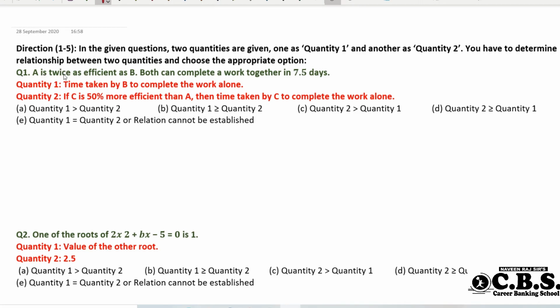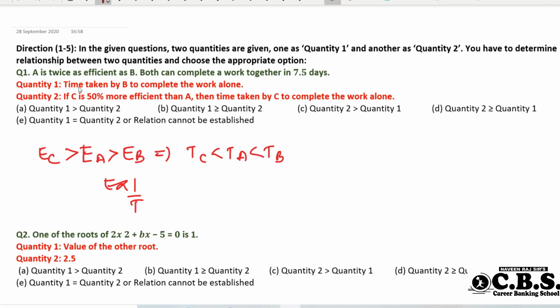Here, in time and work, A is twice as efficient as B. Obviously, the efficiency of A is more than the efficiency of B. This is the main statement, which applies to quantity one and quantity two also. If C is 50% more efficient than A, then the efficiency of C is also more than A. Efficiency and time are inversely proportional. So the time of C is less than the time of A, and the time of A is less than the time of B.